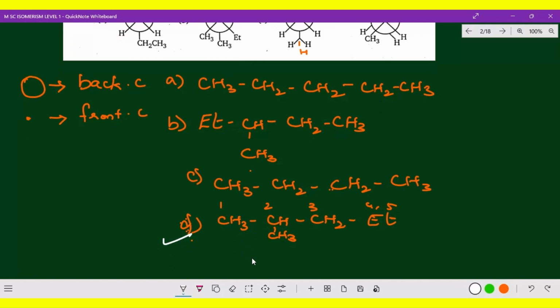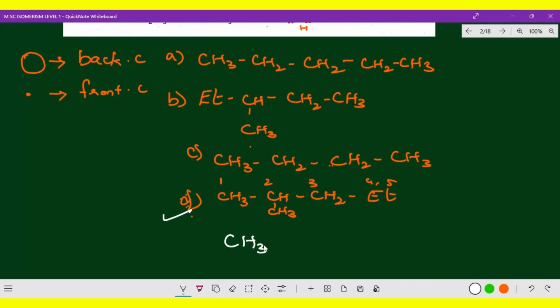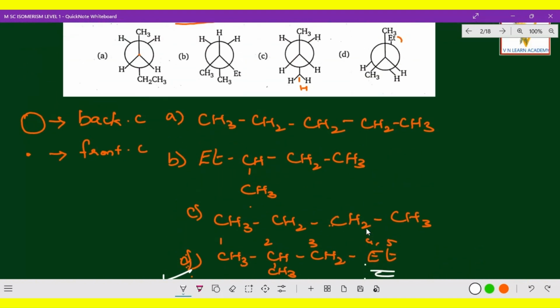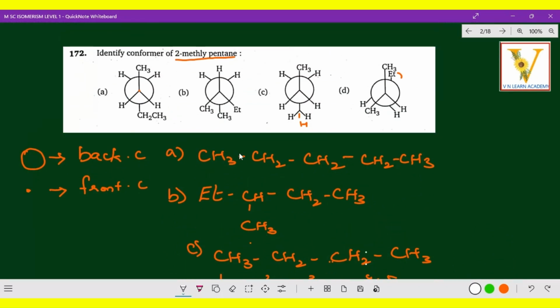I hope you got the clarity. How do we identify? CH3, CH, CH3. Here CH2, CH2, CH3. Combined together, they mention ethyl, right? I hope you got the clarity. That is how we identify the option and correct answer in this question. Right, let's go to the next question. Now, which is the correct option? Option D is the correct option.